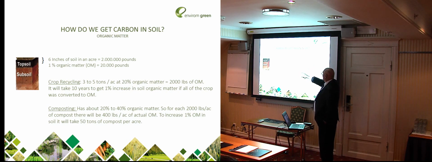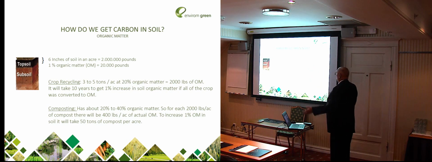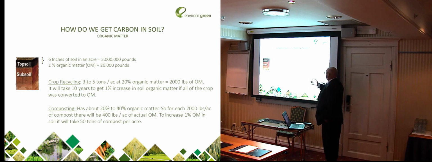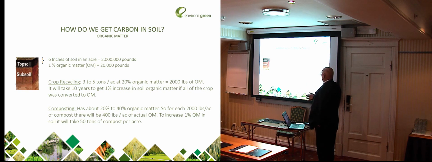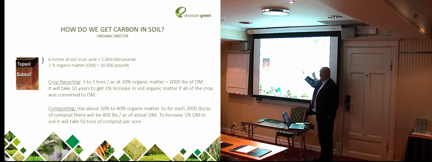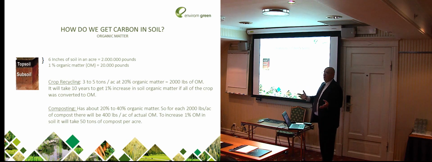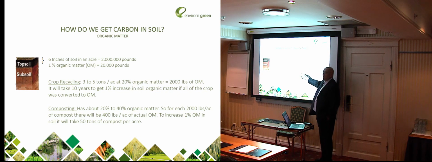So crop recycle, 3 to 5 tons per acre. Let's suppose that we have that much organic matter. And 20% of it is organic because the rest is, you took off the crop. So that leaves you 2,000 pounds of organic matter per acre on the soil. Well, to increase 1%, it will take me 10 years to get there, just to 1%. And if I'm destroying more than 1% because of my agricultural practices, I'm never going to get there. And if I use salt-based fertilizers or chemicals or whatever I'm doing on my soil, I'm going backwards, even though I'm recycling the crop.